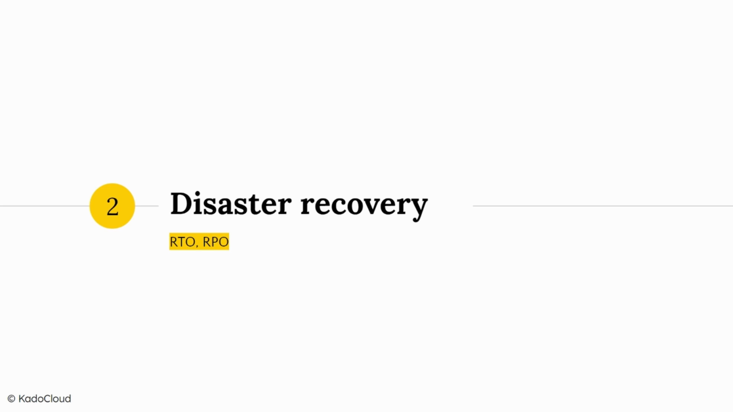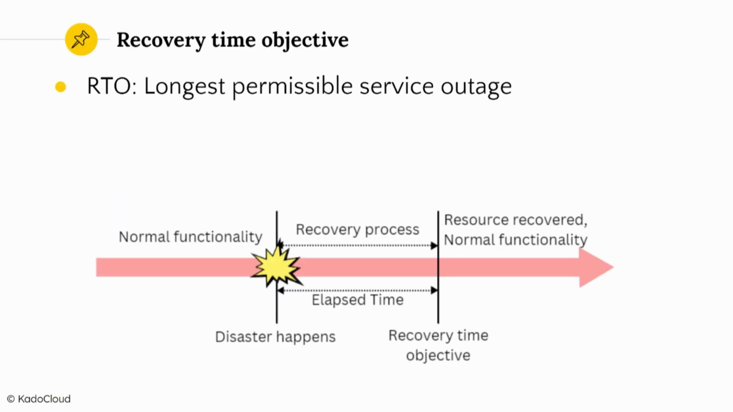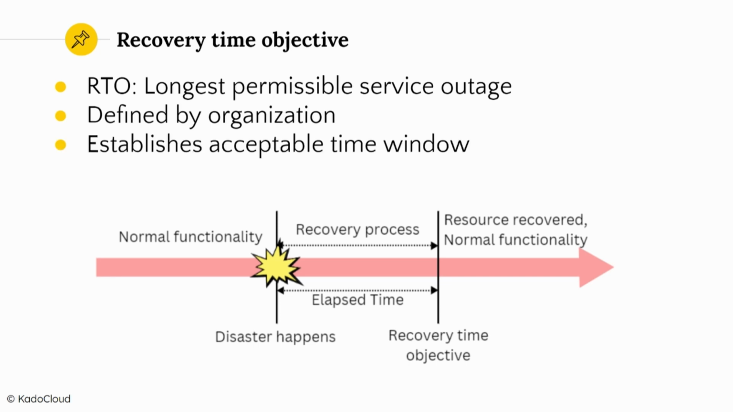When creating a disaster recovery plan, these services should be given priority. The recovery time objective, RTO for short, refers to the longest permissible time gap between the service outage and its restoration. This objective establishes a time window that is deemed acceptable for service unavailability and is defined by the organization.